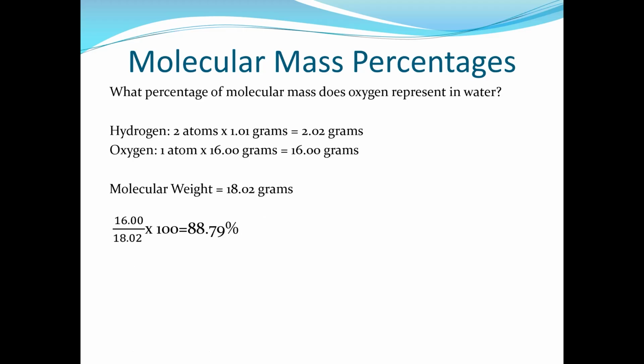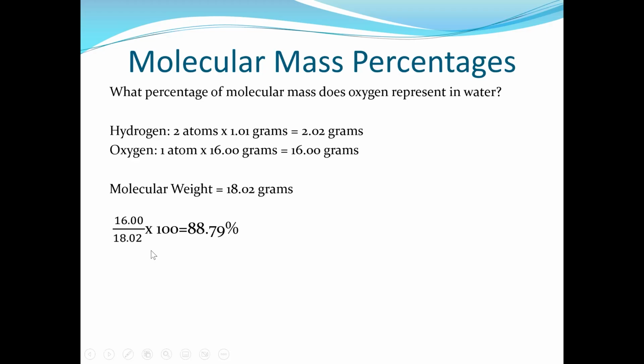Like water, here's another example. The hydrogen is 2 atoms, the oxygen is 1. What percentage of the molecular mass does oxygen represent in water? We got 2 atoms, so times 1.01, which is 2.02. 1 atom of oxygen is 16. You add them together, you get 18.02. So we're asking the part of the whole, and the part is oxygen at 16, and the whole thing is 18.02.